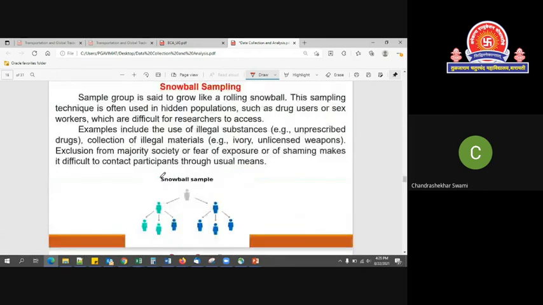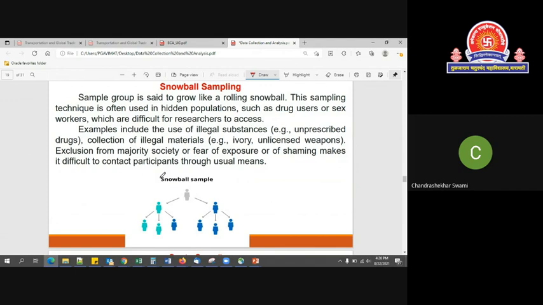Now snowball sampling. Now all of you know the whole world is suffering from the pandemic, corona COVID-19. So here we are tracing some corona positive patients, and based on that patient we are tracing the next possible sample unit. For example, suppose I am a corona positive patient, my corona report is positive.